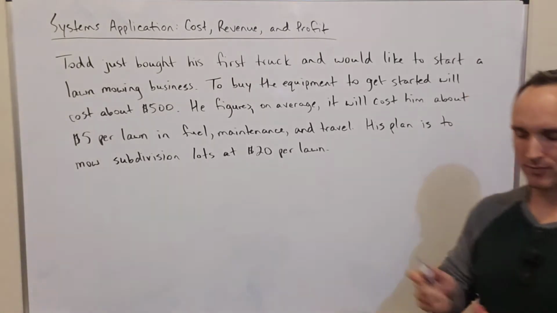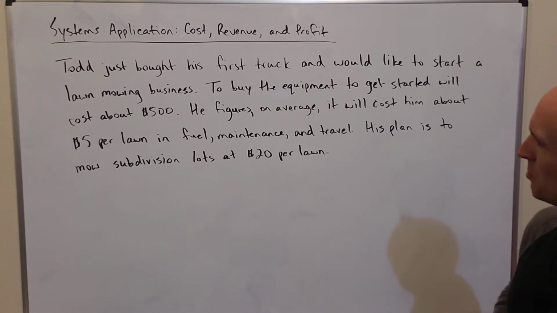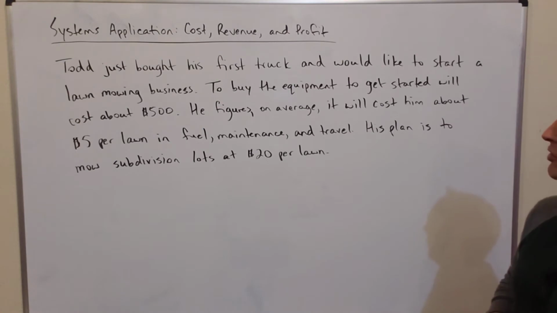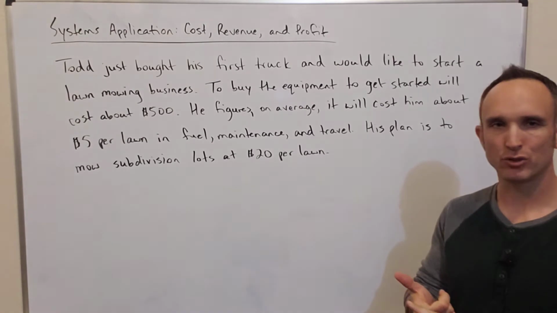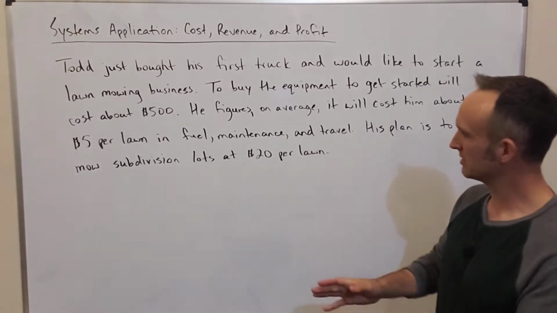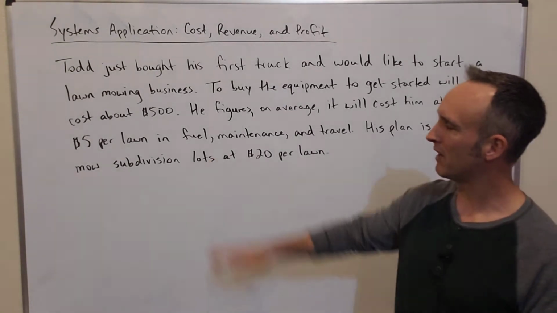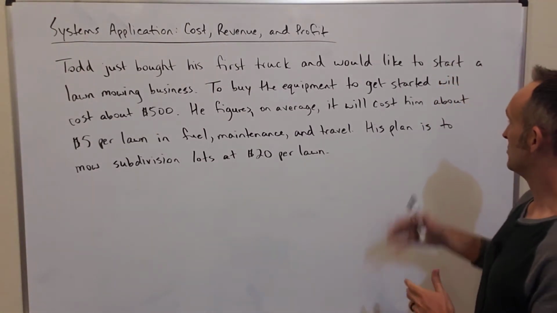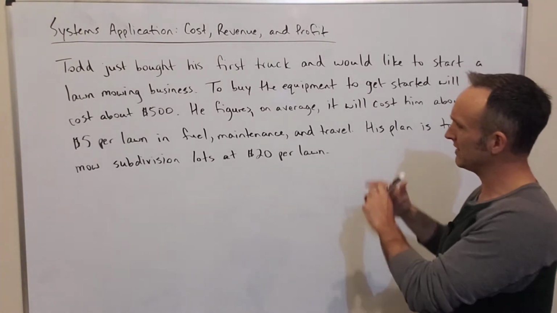We have the problem here, which is necessary to understand. So Todd bought a truck and would like to start a lawn mowing business. He has to buy equipment to get started, and that's going to cost him about $500. And then every time he mows the lawn, he's going to have to buy gas, travel, buy weed eater line, sharpen blades, replace blades, things like that. So he figures on average over a long-term period, it's going to cost him about $5 per lawn to pay for all those things. And then his plan is to mow subdivision lots at $20 per lawn.